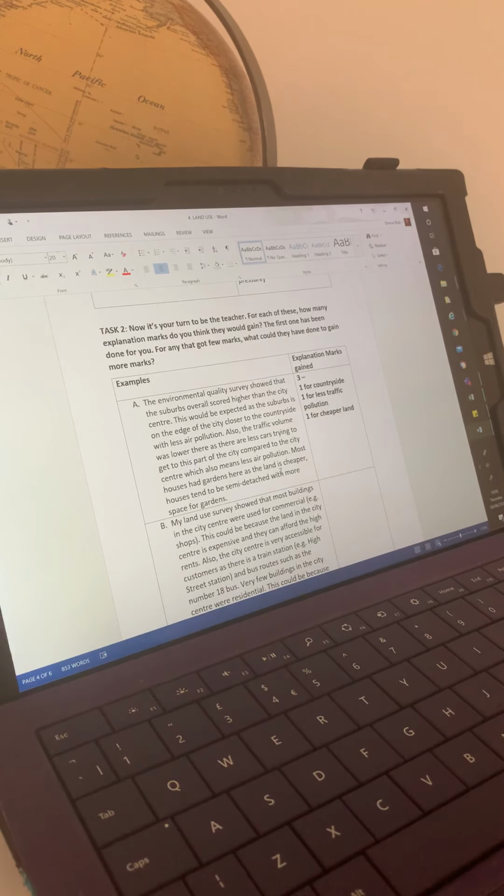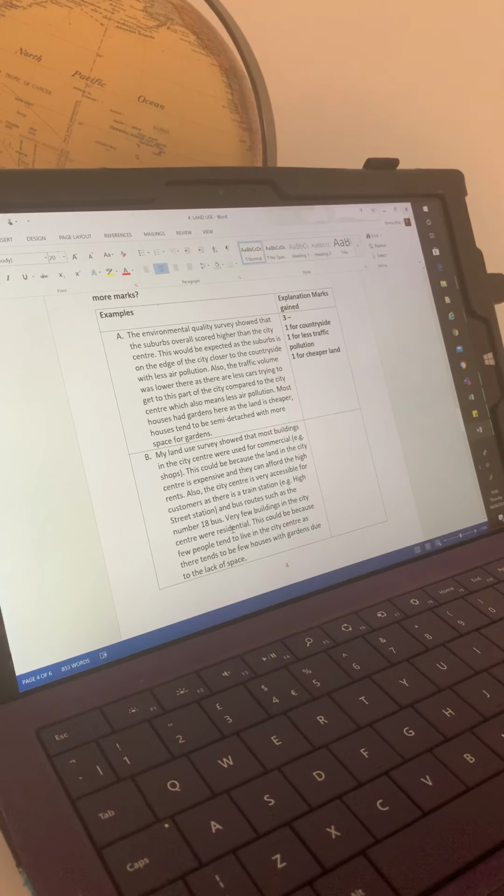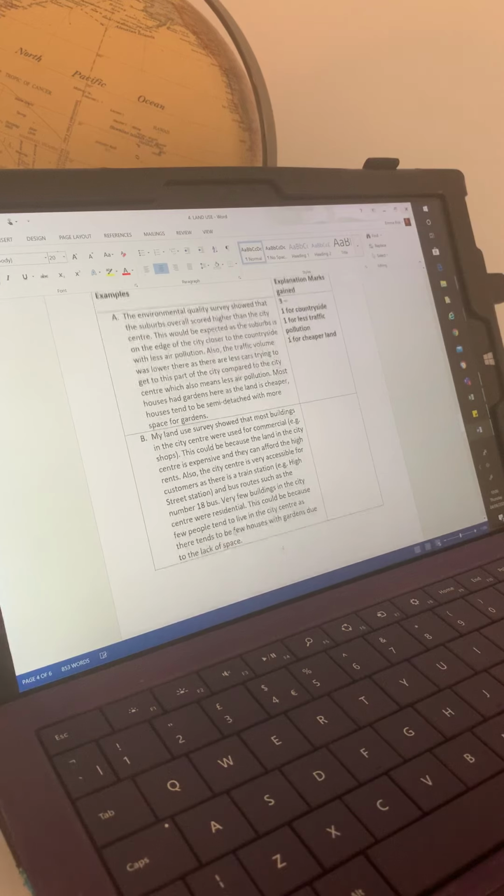So the second one: my land use survey showed that most buildings in the city centre were commercial. That's just a description. Then it goes on to give reasons. So see how many marks you think it would get for that. About halfway through, it says that very few buildings in the city centre were residential. That's not an explanation. That's just a statement or a description. So that doesn't get a mark.